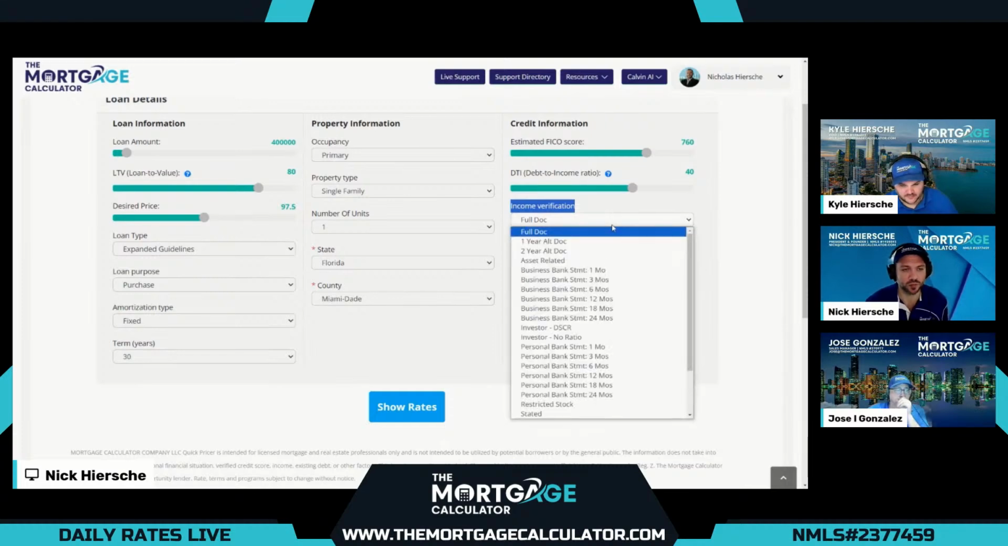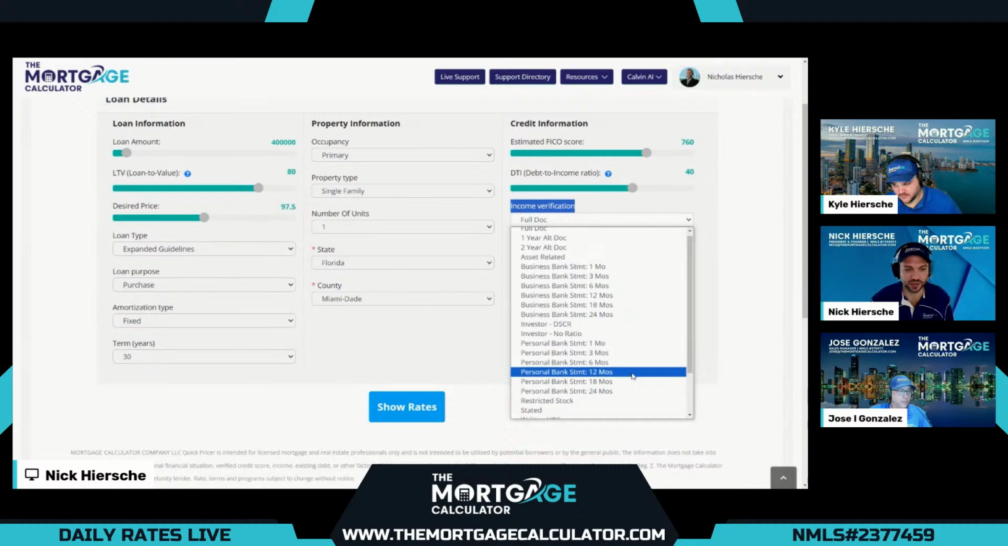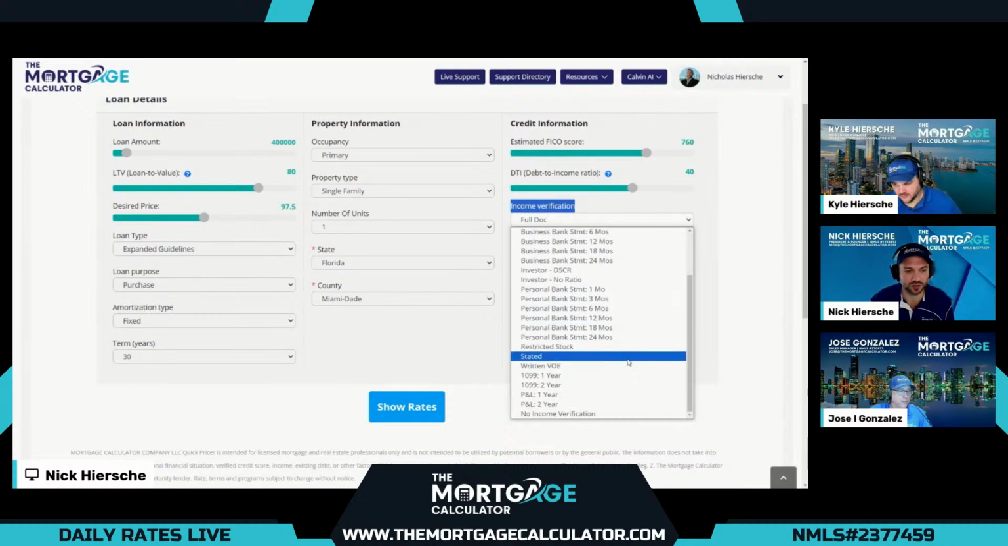So full doc is what we use for conventional and FHA. If our customer doesn't qualify using full doc, also known as 2 years of tax returns usually, that would mean we would want to take advantage of an alternative. We have asset-related programs, business bank statement programs. The investor programs are just for investments. We'll show that in a minute. Personal bank statement, 12-month, is the most popular. That's the one we use for the live demo. We have RSU, stated income, VOE, 1099, and P&L will be Jose's topic for today.